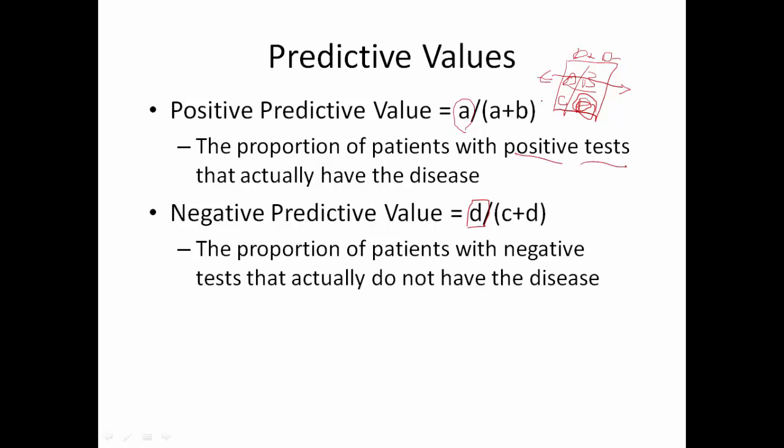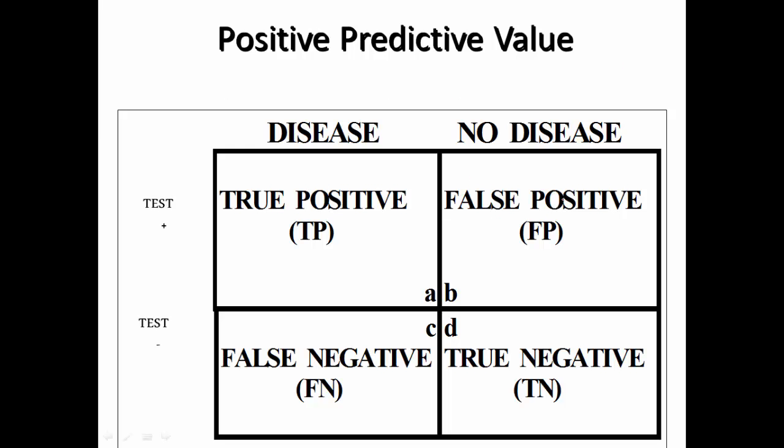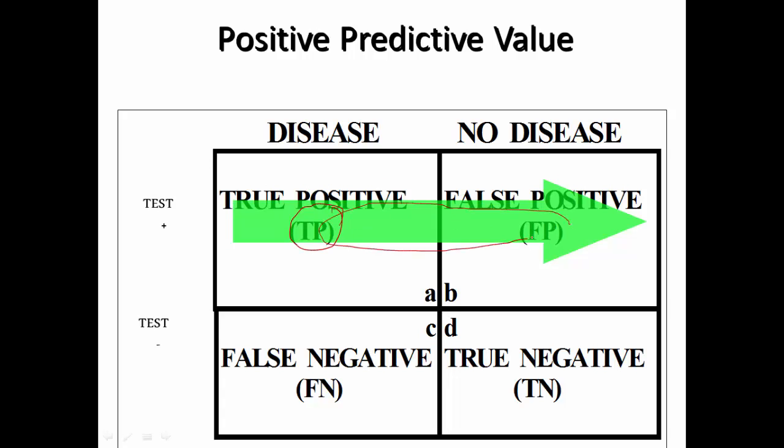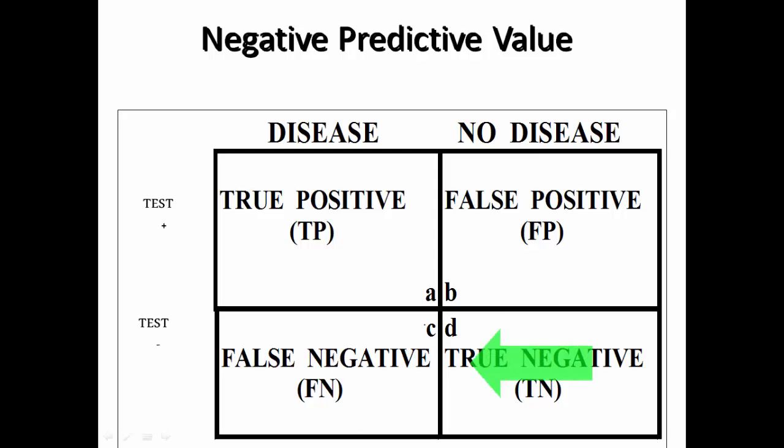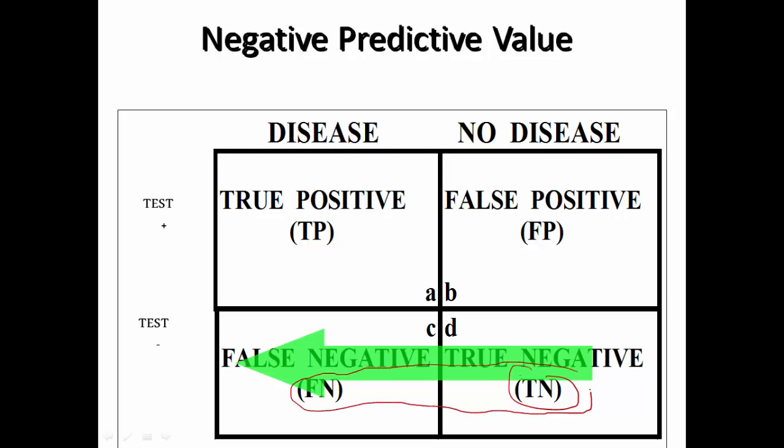So test negative over here over all test negatives. So true negative over all test negatives. So here we have an illustration of positive predictive value, the true positives over all test positives, okay, and for negative predictive value, we have the true negatives over all test negatives. Okay, should be fairly straightforward.